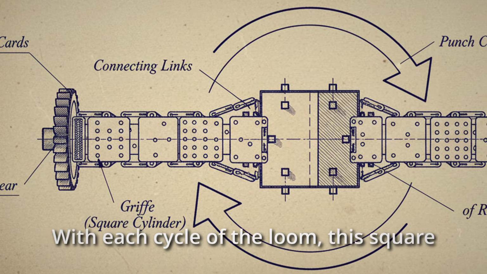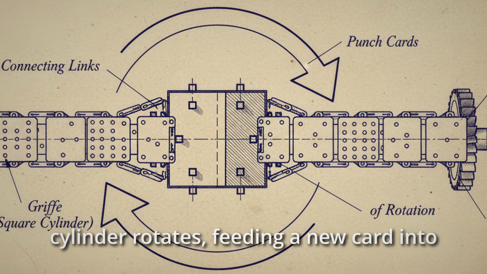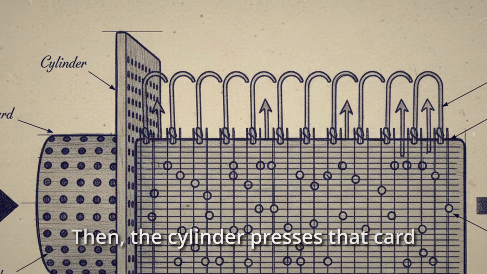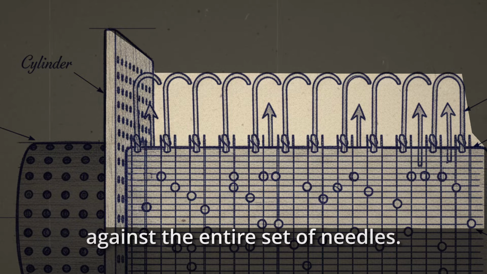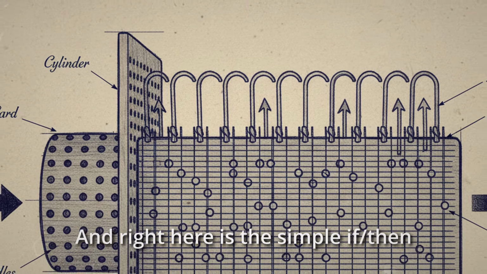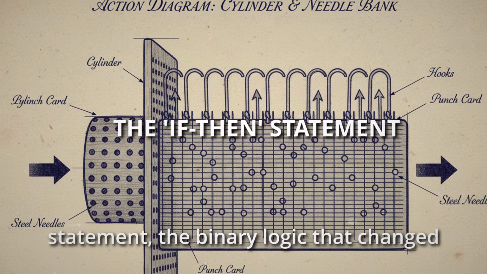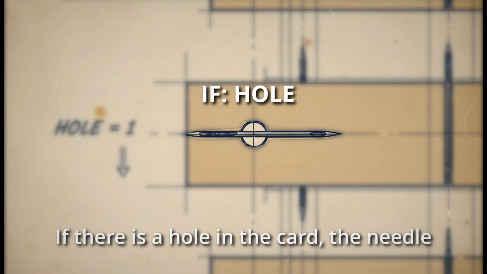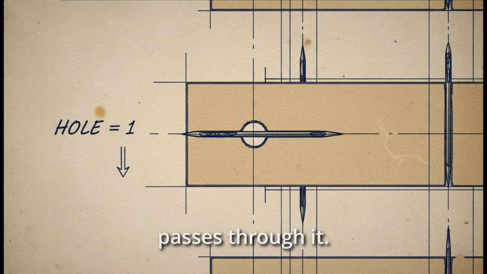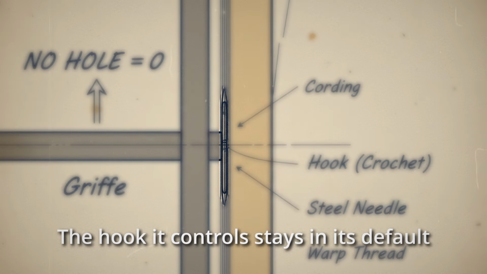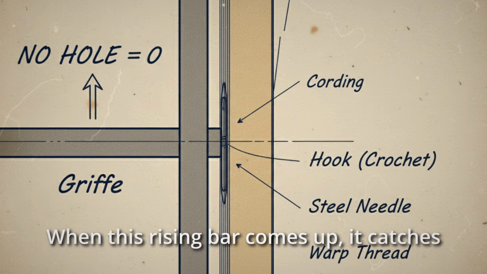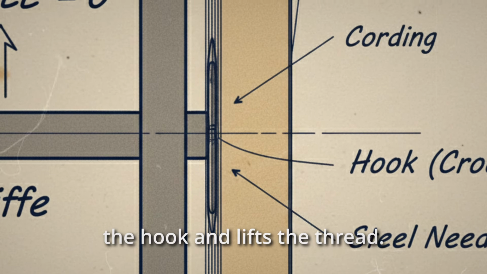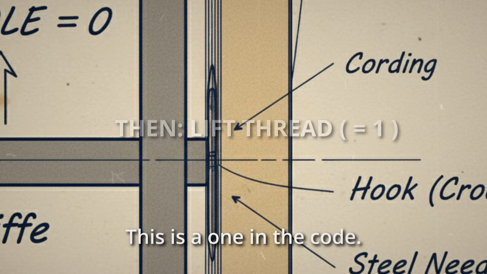With each cycle of the loom, this square cylinder rotates, feeding a new card into place. Then, the cylinder presses that card against the entire set of needles. And right here is the simple if-then statement, the binary logic that changed the world. If there is a hole in the card, the needle passes through it. The hook it controls stays in its default down position. When this rising bar comes up, it catches the hook and lifts the thread. This is a 1 in the code.